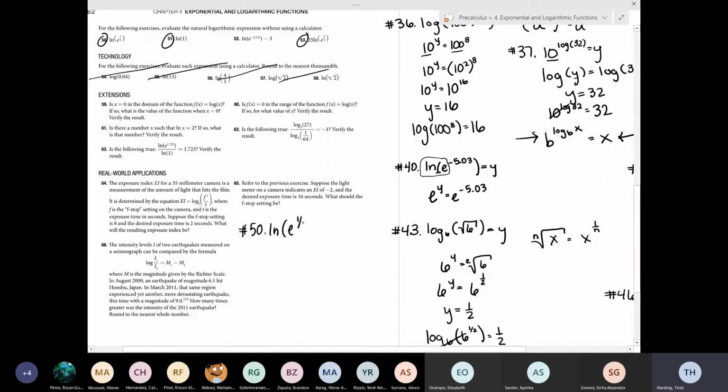ln e to the 1/3. I'll go ahead and set that equal to y. So I have base e, but I also know that when I have the natural logarithm and then that immediate base right here, that it'll cancel. But we'll go ahead and work this one out anyways. So it'd be e to the y equals e to the 1/3. So y is going to be 1/3. So they canceled.